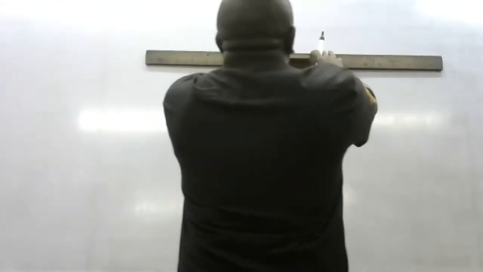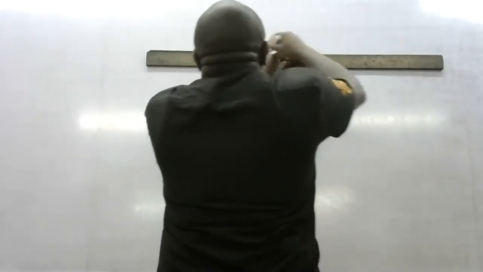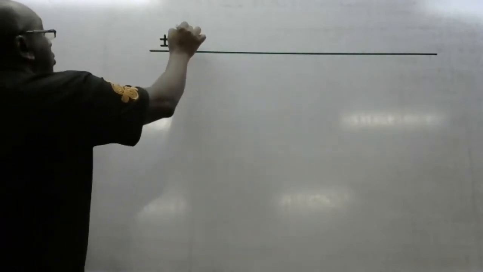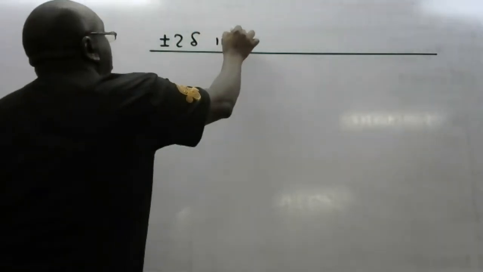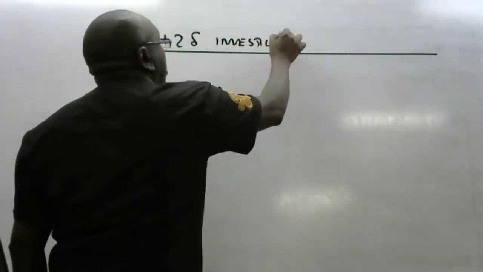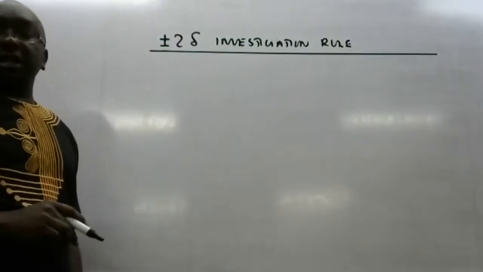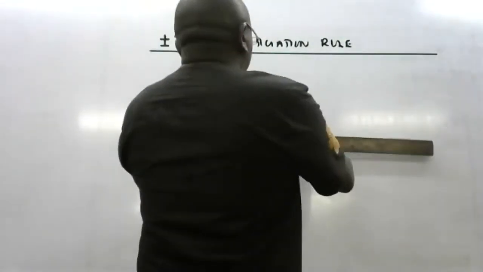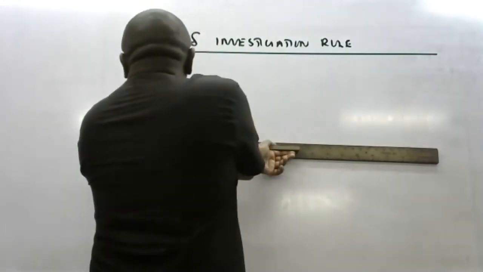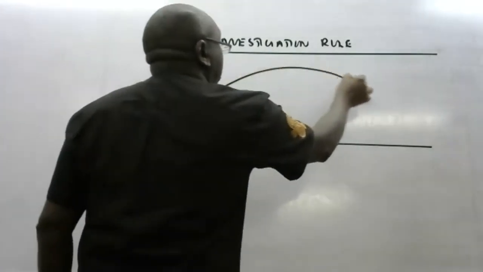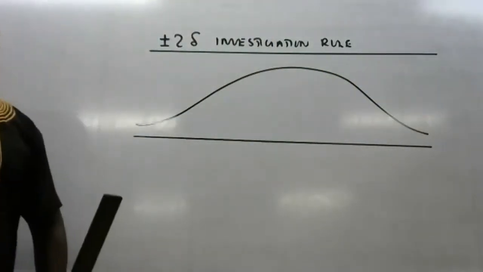Thank you. That's good. So let's start answering that. So the first thing is to come up with plus or minus 2 standard deviations, the investigation rule. I've told you this method is based on the normal probability distribution. So draw the diagram we know very well of the normal probability distribution, like this.